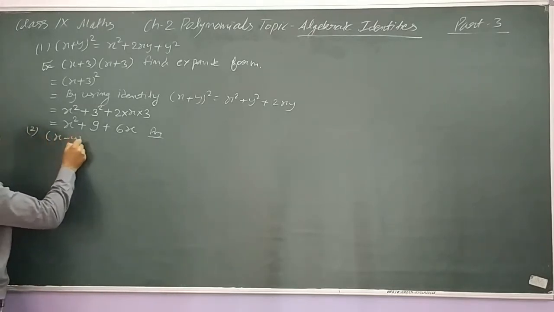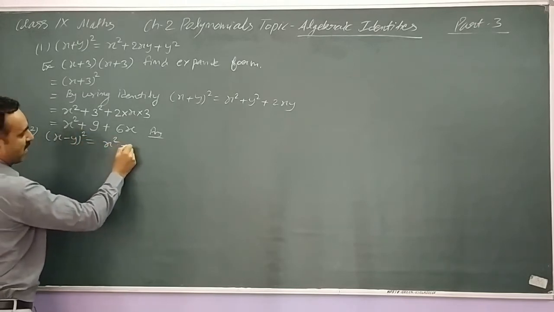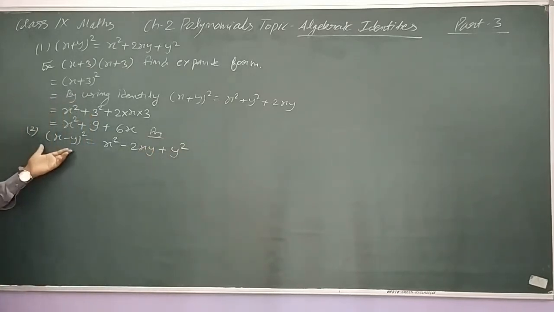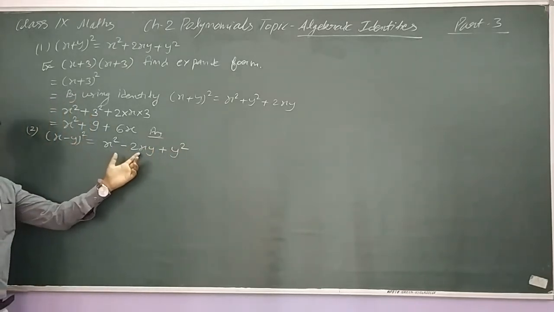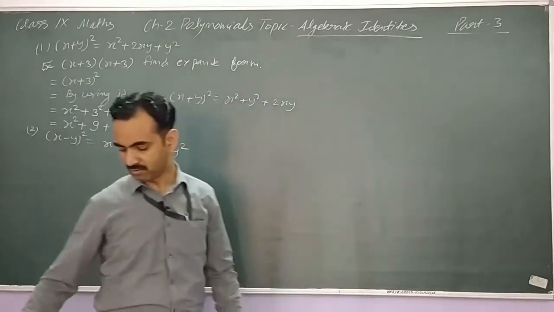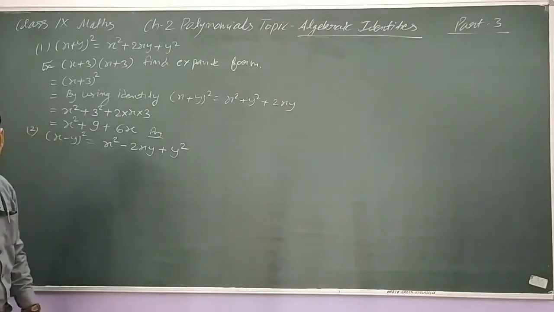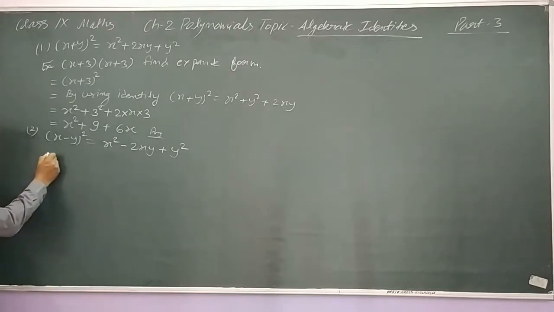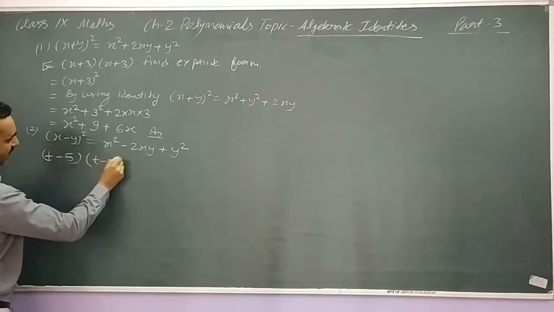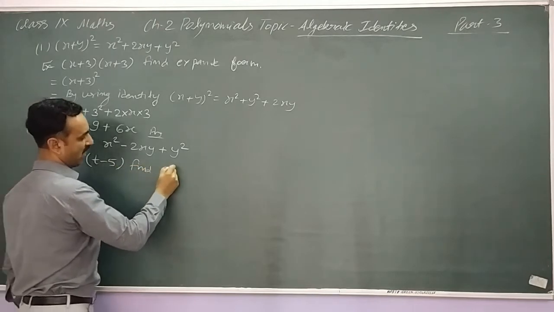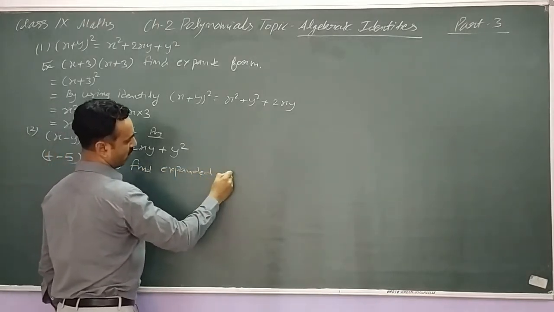(x minus y) whole square is equal to x square minus 2xy plus y square. So again we take a question to understand this identity. Suppose we are finding (t minus 5) multiply (t minus 5). We have to find the expanded form.